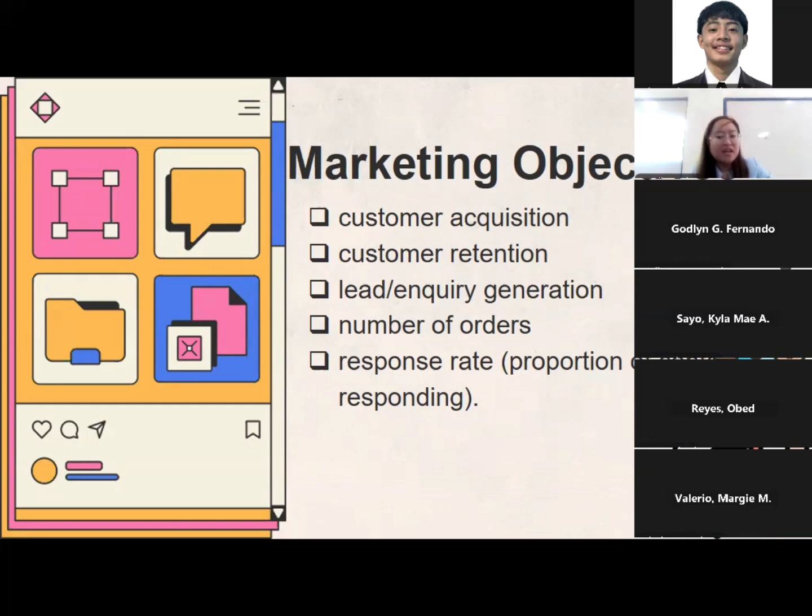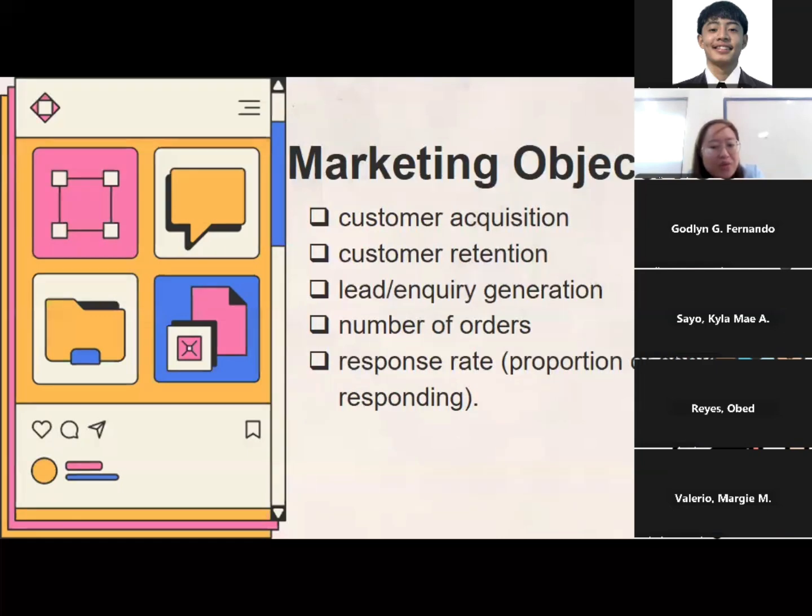In terms of customer retention, you want to keep your existing customers and encourage them to continue buying your product. Like Netflix, for example. Netflix actually uses personalized recommendations and exclusive content to keep current subscribers engaged and reduce churn.